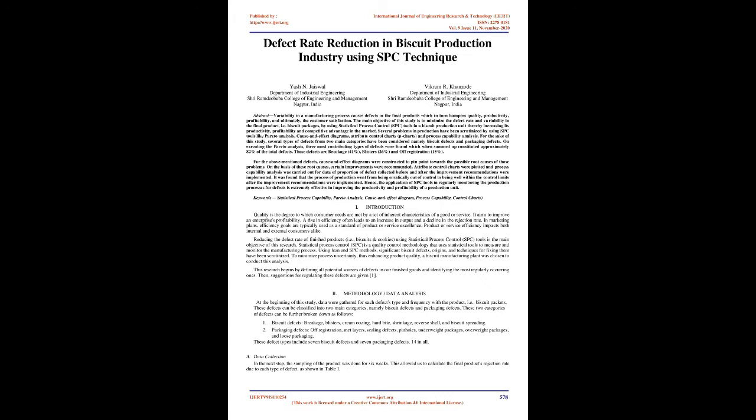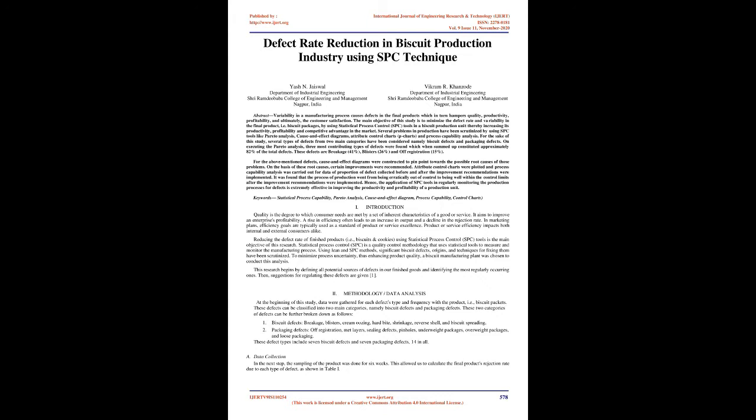Several problems in production have been scrutinized by using SPC tools like Pareto analysis, cause and effect diagrams, attribute control charts, P-charts, and process capability analysis. For the sake of this study, several types of defects from two main categories have been considered, namely biscuit defects and packaging defects. On executing the Pareto analysis, the three most contributing types of defects were found, which when summed up constituted approximately 82% of the total defects. These defects are breakage, 41%, blisters, 26%, and off-registration, 15%.